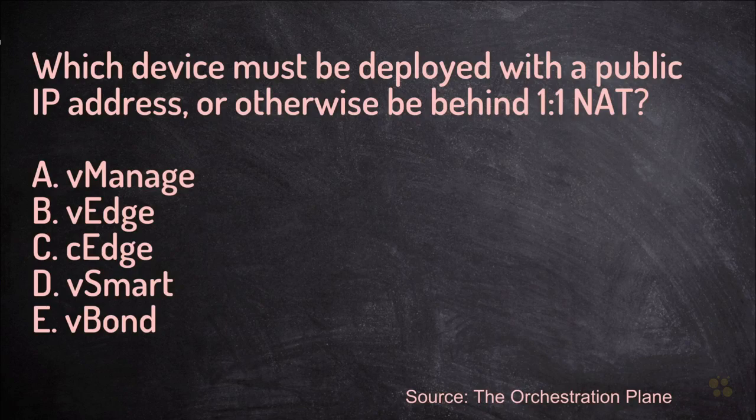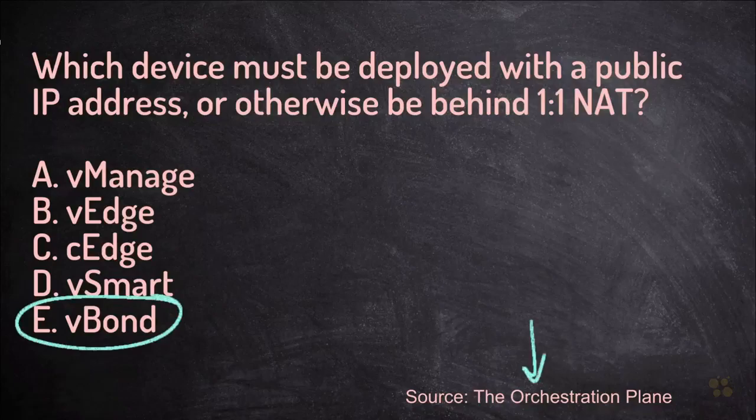Question 4. Which device must be deployed with a public IP address or otherwise be behind one-to-one NAT? Well, there's only one device that absolutely has these requirements, and that's going to be the vBond controller, which is part of the orchestration plane. Remember that the reason for this is because of that concept of NAT traversal. If our vBond is going to support NAT traversal, in other words, helping our edge devices communicate to one another when they're behind NAT, then it has to be accessible outside of the NAT domain. And as such, we either need to give it a public IP address natively, or we can put it behind NAT, but it has to be one-to-one. In that sense, it still does have a public IP address assigned to it.